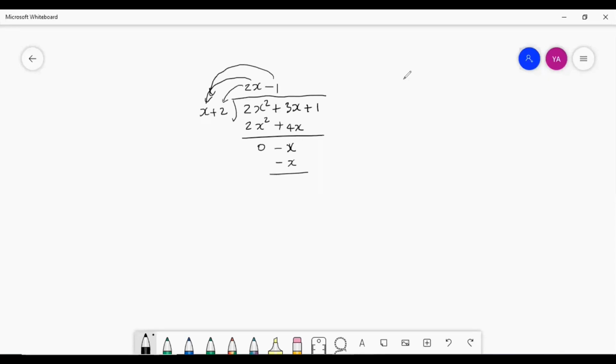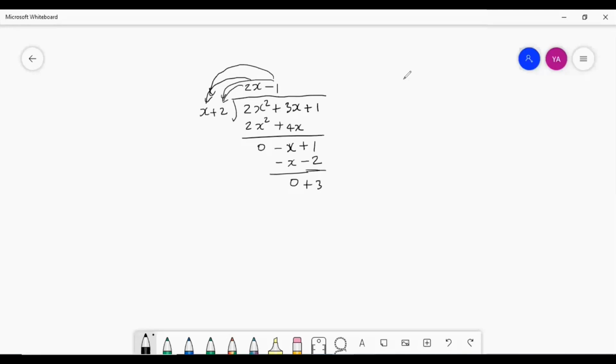And now if you subtract, what will you get? Sorry, there's a small error. I forgot to write this plus 1 down. So this plus 1 you have to write down here. And to balance, you multiply minus 1 with the 2. Minus 1 into 2 is minus 2. Now subtract. 1 minus minus 2 is 3.